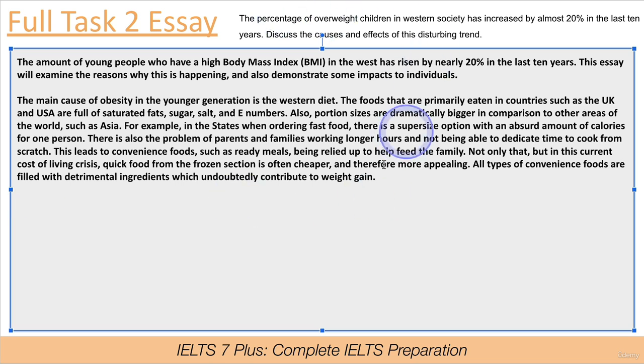Okay, so we're linking back to the question now, what is causing this weight gain? And now we're going into the effects of this. Okay, so let's start our next paragraph.